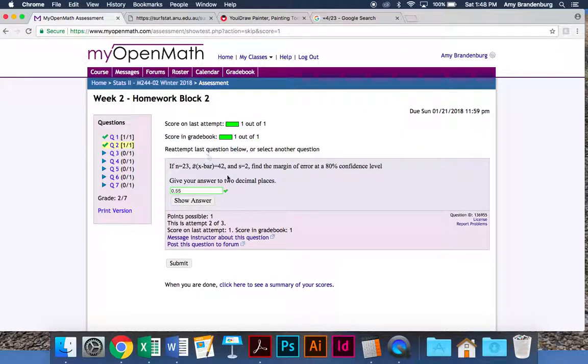If we had been building the interval itself, remember that 0.55 is the margin of error, so that's what we'd be adding and subtracting to our x bar of 42. So it would have been 42 minus 0.55 and 42 plus 0.55, and those answers would have given us our interval. I hope this helps.